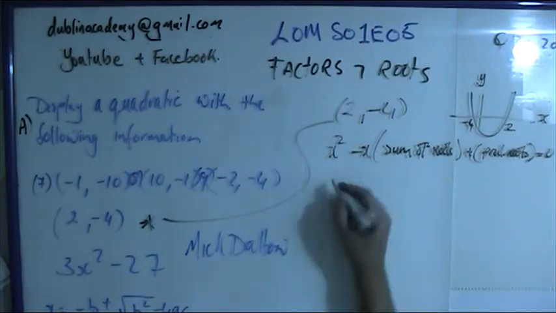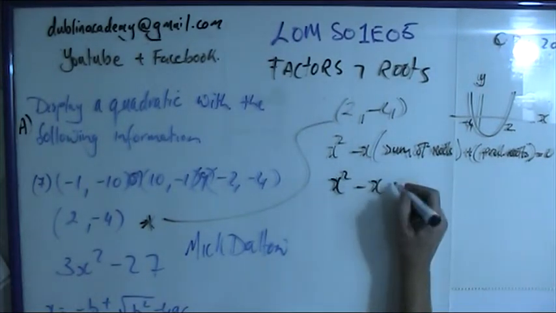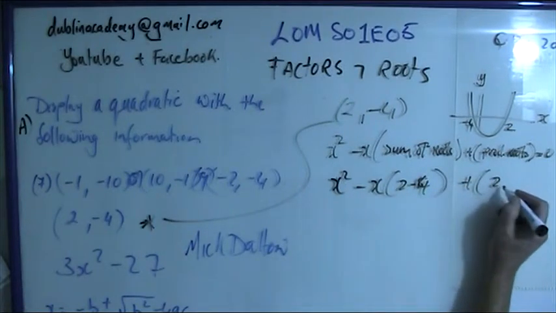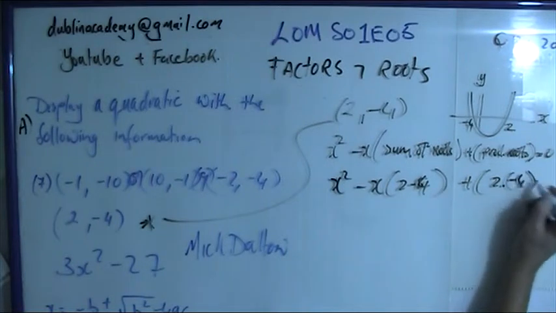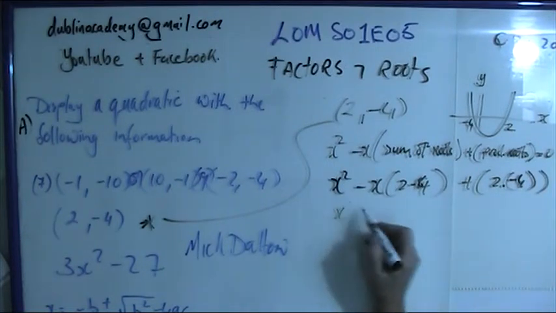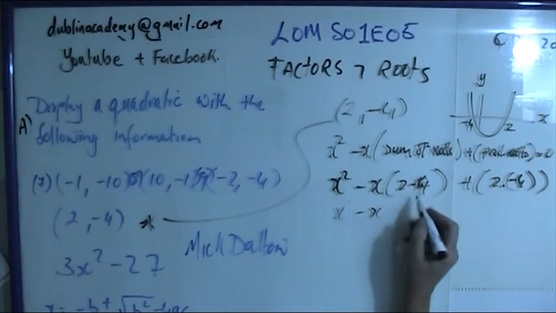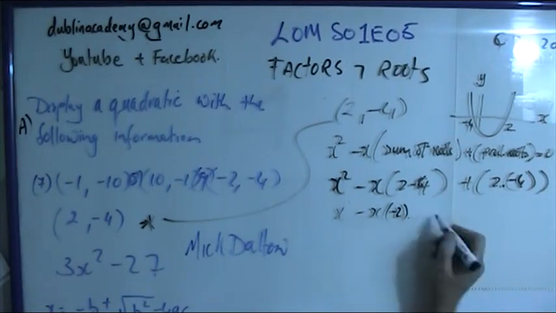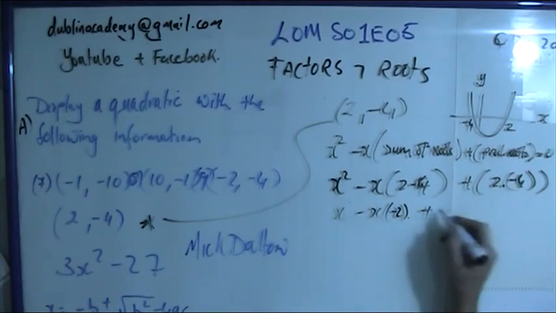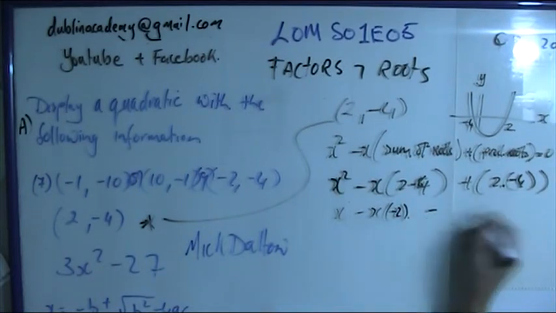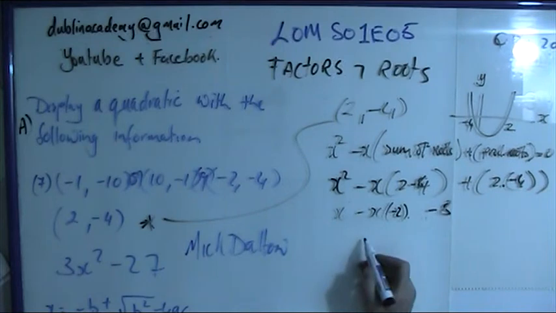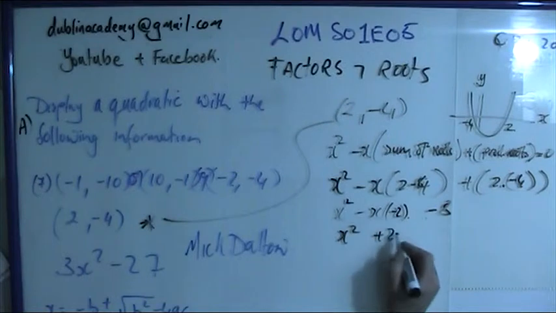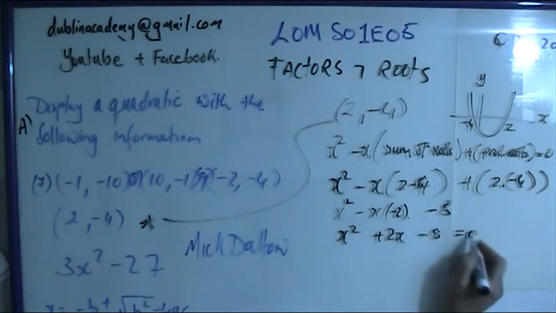And so we put into the equation x squared minus x times the sum of the roots, 2 minus 4, which is minus 2, plus the product of the roots, which is 2 times minus 4. Sum means add them: 2 minus 4 is minus 2. Plus the product: 2 by plus by minus is a minus, 2 fours are 8. Minus by minus is a plus. Don't forget your x squared plus 2x minus 8 equals 0.